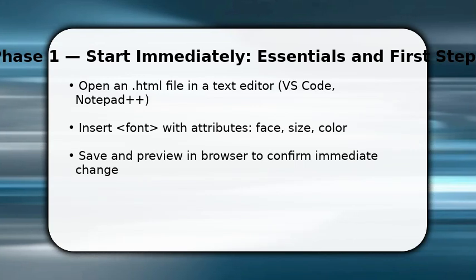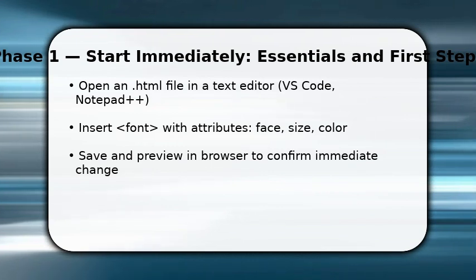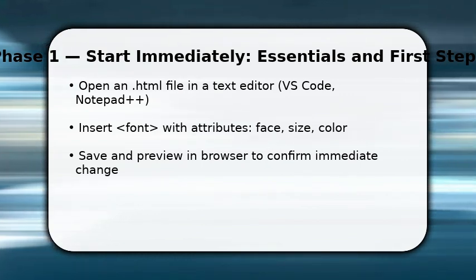You have an HTML file open and a line of text ready. Start now by typing the font tag around the text you want to change. Use the face attribute to set the typeface, size to set relative size like 3 or 4, and color as a named value or hex, for example #FF0000. Once done, save the file and refresh the browser so you see the effect immediately. This demonstrates how the tag overrides default styling and why it was used historically.